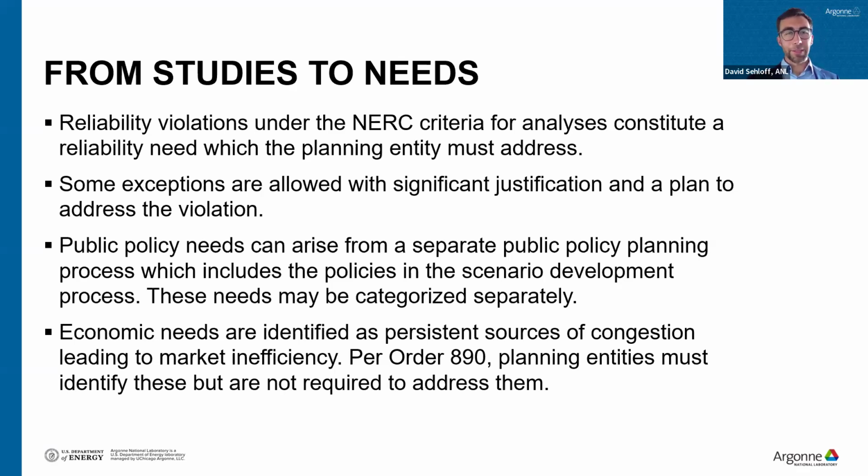And I would just add here that the public policy planning process can be separate. There may be a separate scenario development process that specifically looks at public policy needs, so that can be done together or it can be a separate process. And then, as I mentioned, these persistent sources of congestion are classified as economic needs. Order 890 doesn't require these to be addressed, but they do need to be identified in the process. Next slide, please.